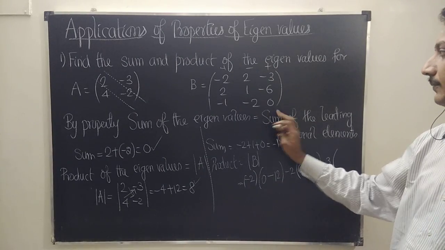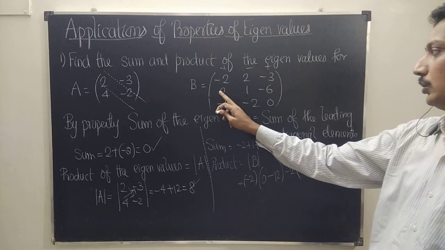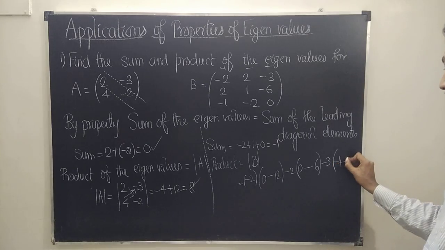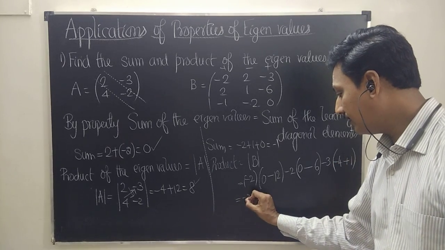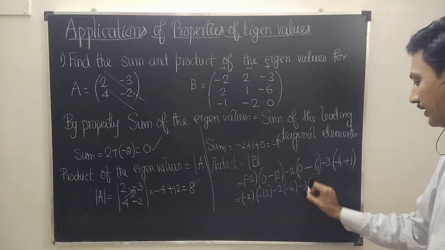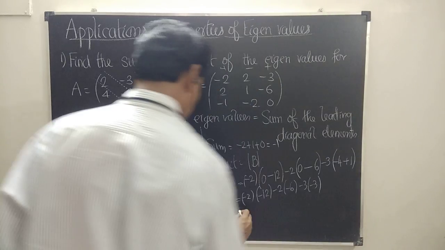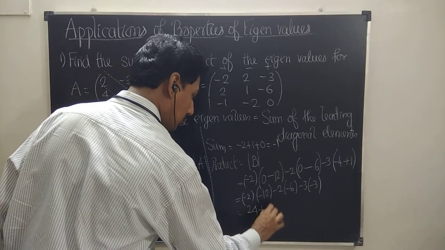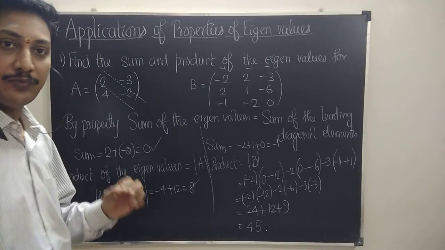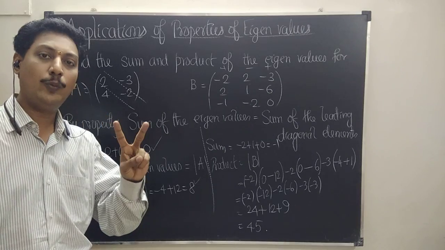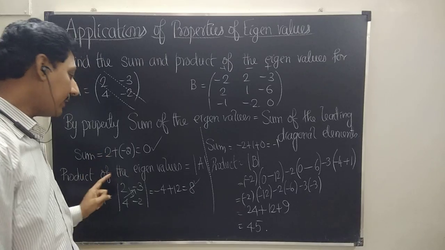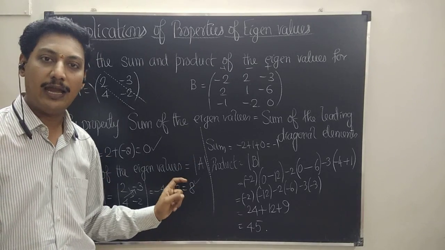This row and this column this time: 2, 1, minus 1, minus 2. 2 into minus 2 is minus 4, minus 1 into plus 1 is minus 1, so minus of minus, plus 1. So this will give minus 2 into minus 12, minus 2 into minus 6, minus 3 into minus 3. So the answer is 24 plus 12 plus 9, so 36 plus 9 is 45. So these are the very simple first two properties: the sum of the eigenvalues is equal to the sum of the leading diagonal elements, and the product of the eigenvalues is equal to its determinant value.